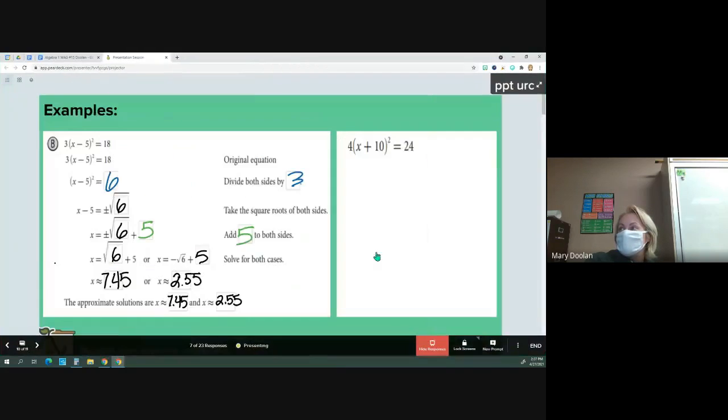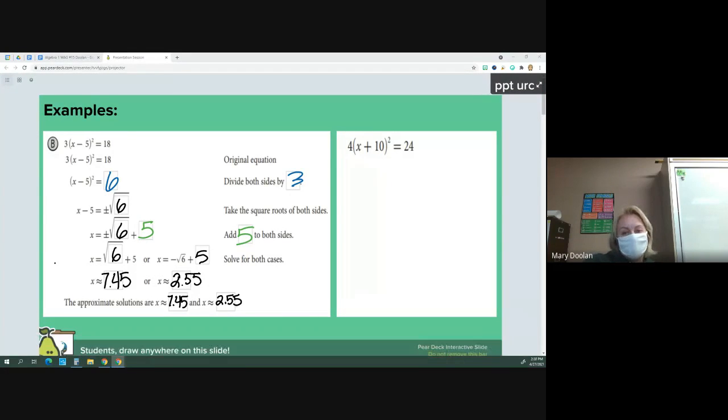All right. So look at this side here. This other problem we're going to do now. We have 4 times the quantity of x plus 10, all squared, and that equals 24. I'm trying to solve this equation.